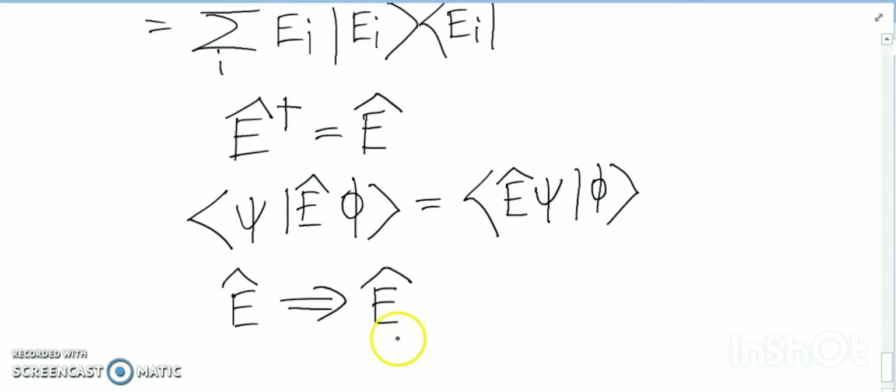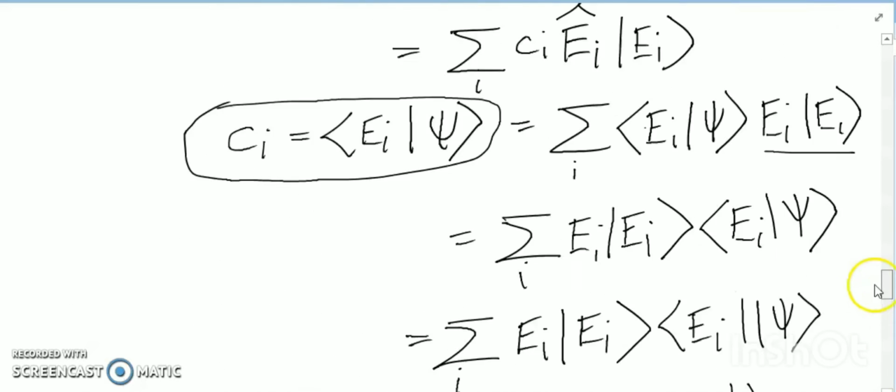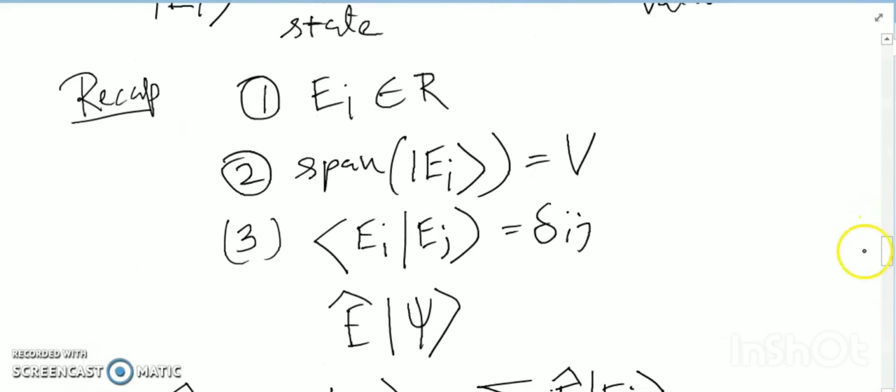So it is equivalent to E cap, and the span of ei equal to V, and ⟨ei|ej⟩. This portion is worth remembering, I have already written ⟨ei|ej⟩ equals delta ij. And every ei is real. Every observable operator has real values.